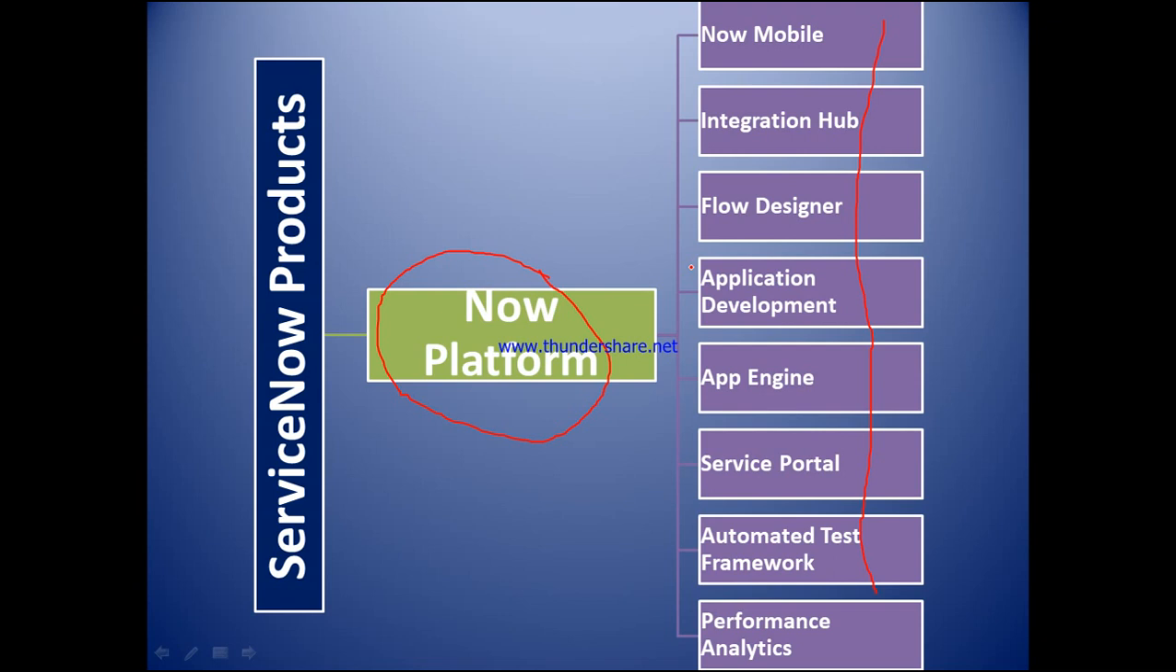To work on these, maybe you need to buy some licenses. Even to use ITBM and ITOM, you need to buy licenses so that you can work on that part. So the Now Platform has Now Mobile, which means you can build mobile applications as well. Integration Hub: if you want to integrate a lot of systems, you can use the Now Platform.